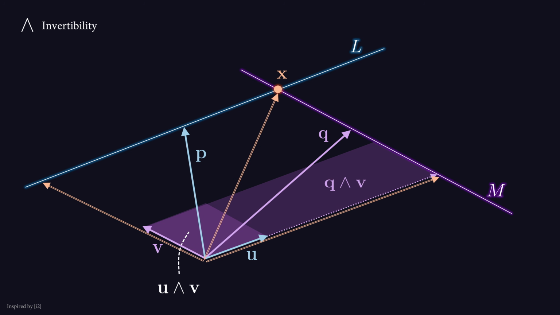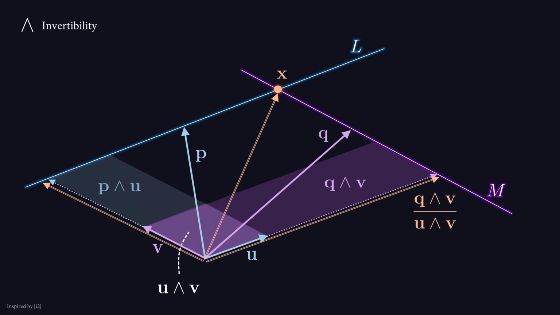Now, in the context of geometric algebra, one can actually show that the exterior product is invertible. And what this allows us to do is write this expression, Q wedge V divided by U wedge V. And what does it tell us? Well, it's the factor by which we have to scale the planar element U wedge V to obtain the planar element Q wedge V. And I've color-coded it in orange already because this factor tells us the length of the orange vector indeed. And the same thing we can now do for the other side.